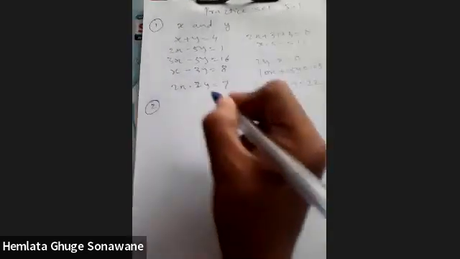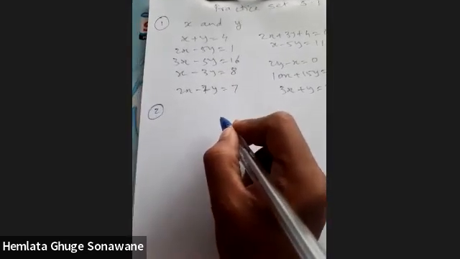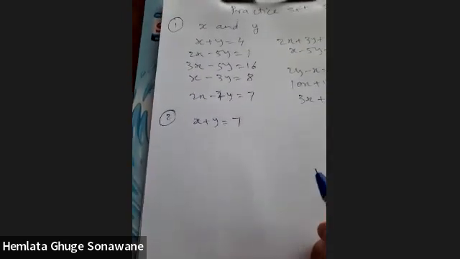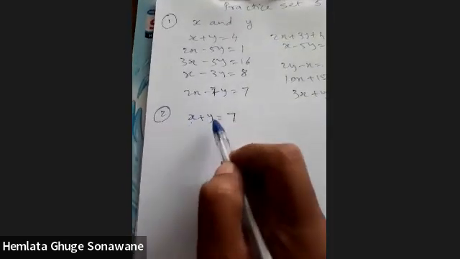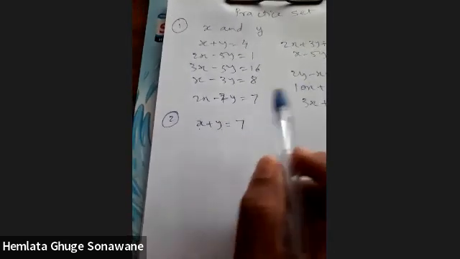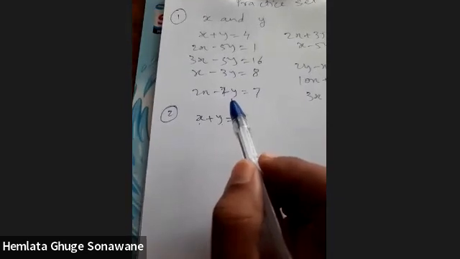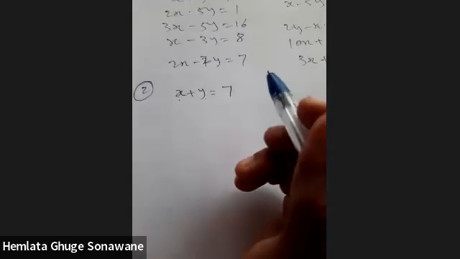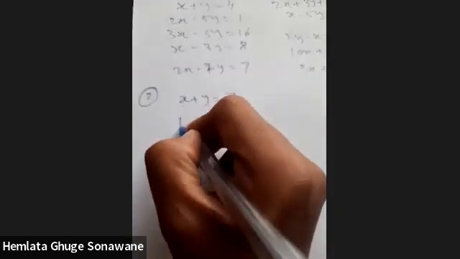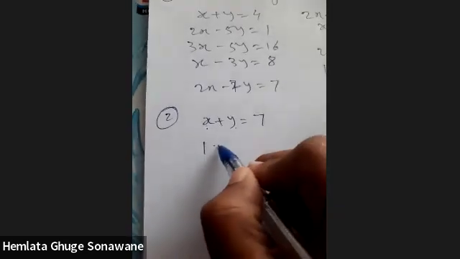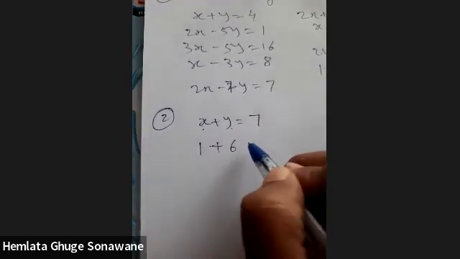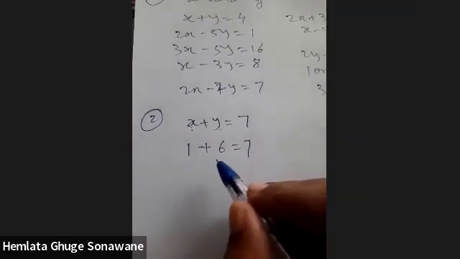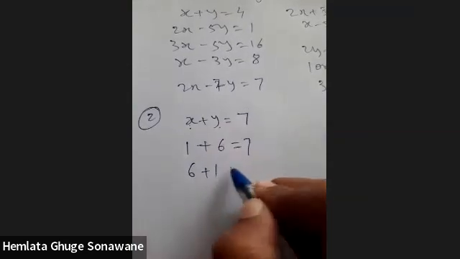Second example, write 5 solutions of the equation x plus y is equal to 7. We have to find 5 solutions, that is values of x and y. If we take the value of x as 1, then we'll get the value of y. That is, if x is 1, then y is 6. That is 1 plus 6 is 7. Or you can do it in reverse, 6 plus 1 is equal to 7.